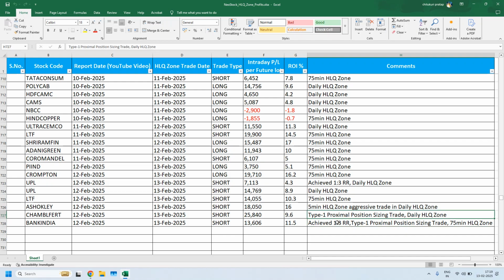You can do position sizing only when you plan type 1 related trades. But why am I noting them here? Because you are evaluating the HLQ zone's performance. Prices get into the zone, the 5 minute zone. They gave you the target and it reached the targets. So this is the reason why we are focusing on this.